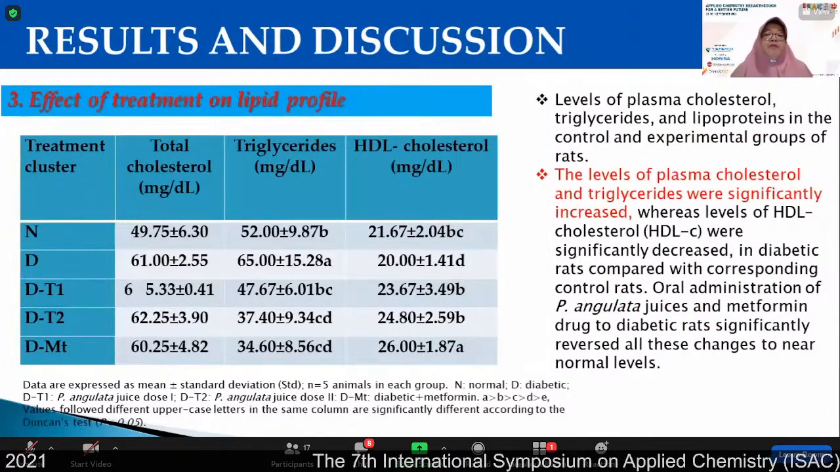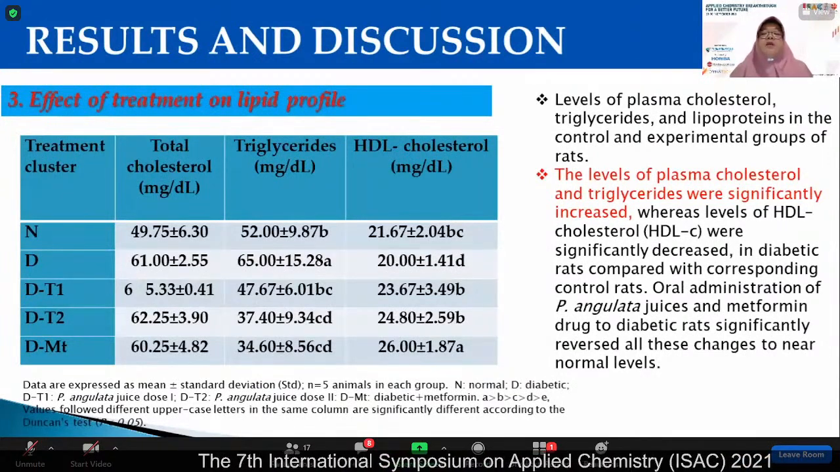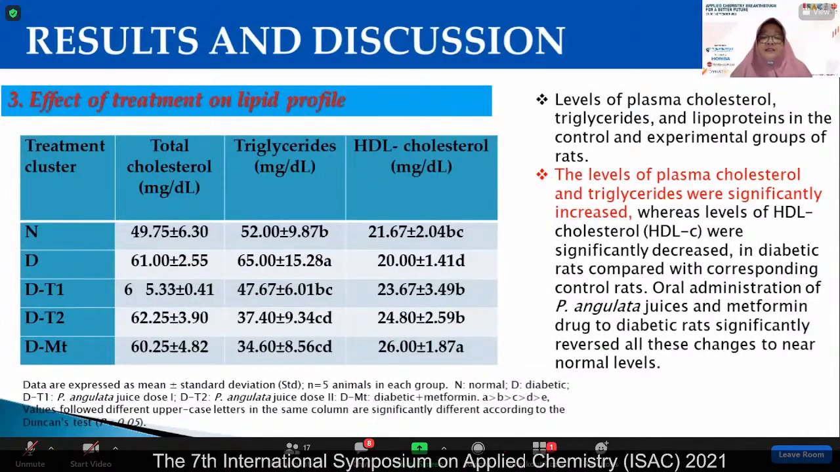Effect of treatment on lipid profile, levels of plasma cholesterol, triglyceride, and lipoprotein in the control and experimental groups of rats. The levels of plasma cholesterol and triglyceride were significantly increased.